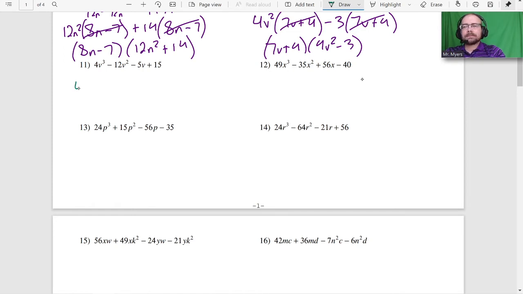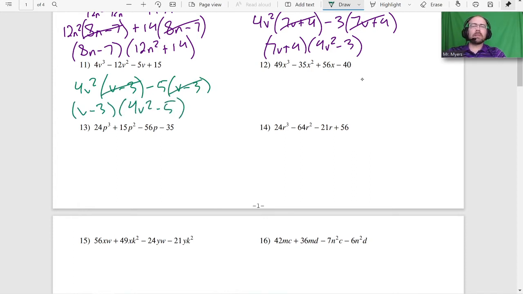So 4v squared, v minus 3. Okay. Minus 5. Right, take the sign. V minus 3. V minus 3. 4v squared minus 5. And there you go. Okay. What about this one?